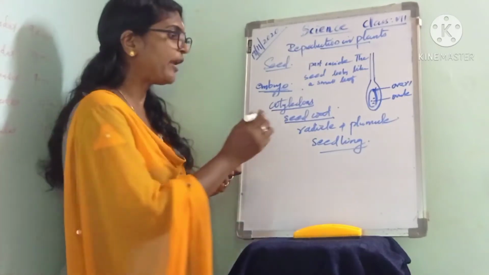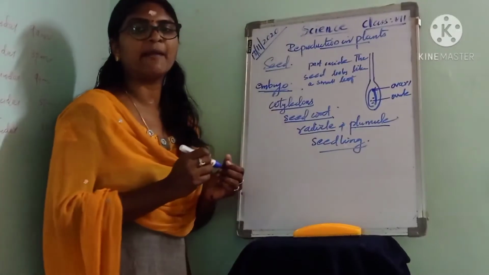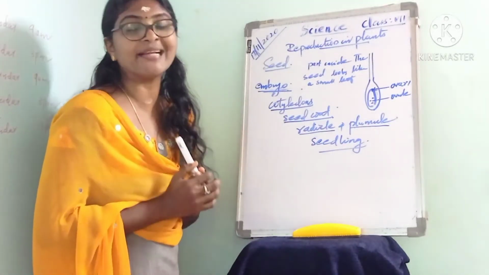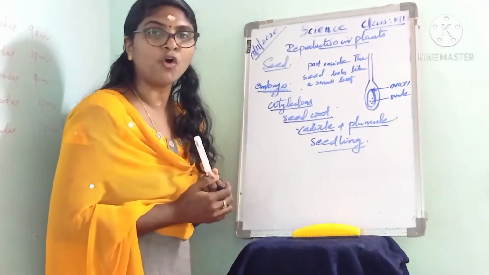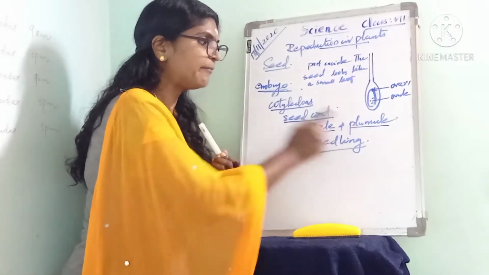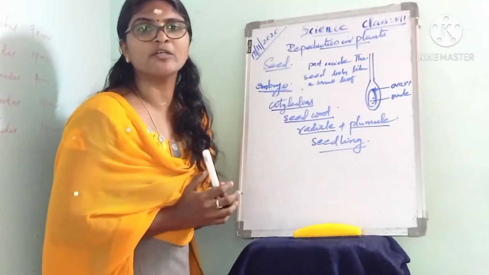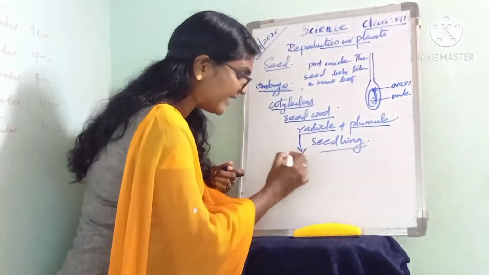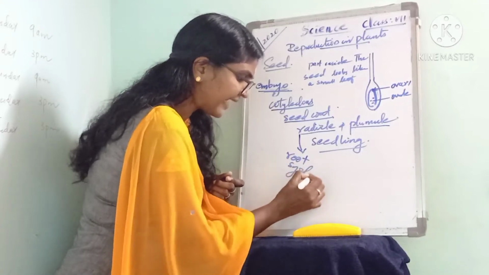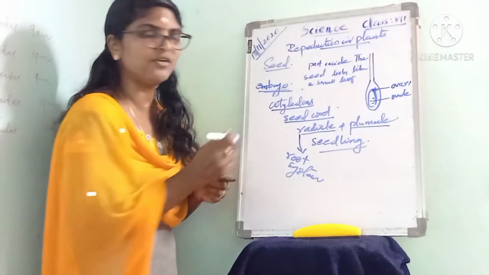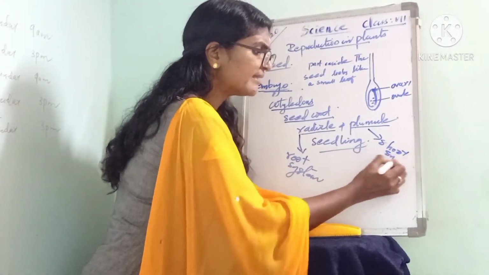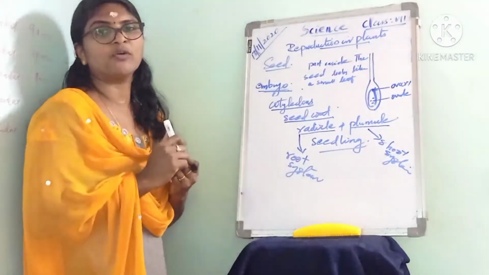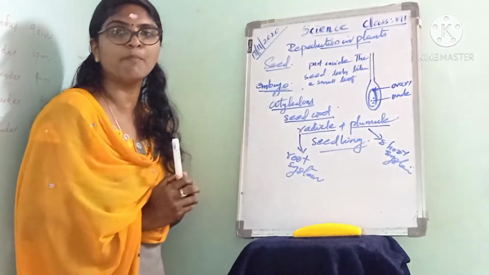The embryo has a radicle and a plumule, which are attached to one or two cotyledons. Upon germination, the radicle develops into the root system and the plumule develops into the shoot system. And the cotyledons have a store of food which is used by the seedling.